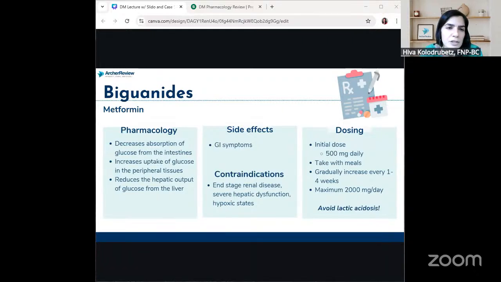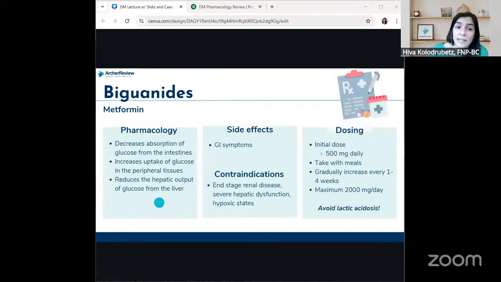We don't see it as much in metformin, but that's why we do make sure that we're watching the kidney function with patients on metformin, and we want to really make sure that we're not prescribing it in patients who really have like end-stage renal disease or severe liver dysfunction, because we want to make sure they're clearing this drug, right? But let's talk about the pharmacology.